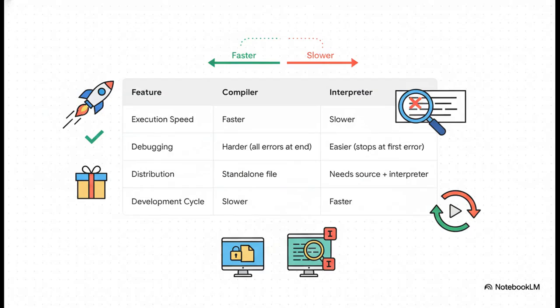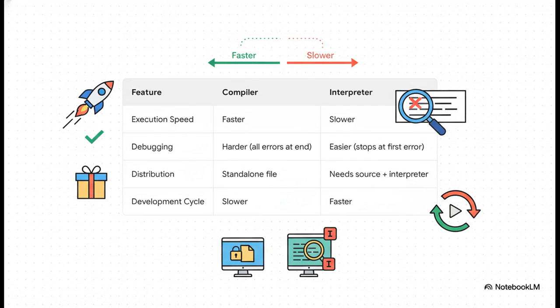Okay, so this is the big exam slide, really. These differences create some really important pros and cons you have to know. Compiled code runs much faster because all the translation work is already done up front. But interpreters are brilliant for debugging because they stop you right at the line where the problem is.